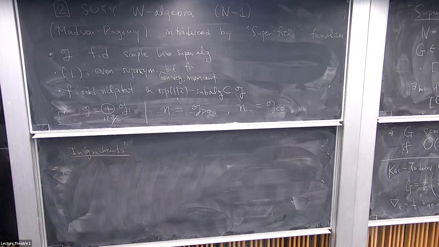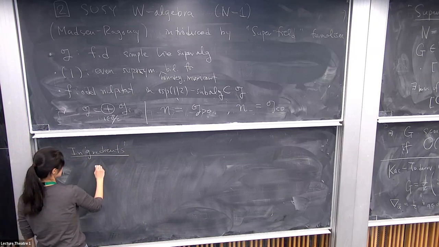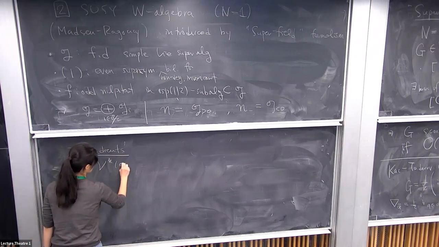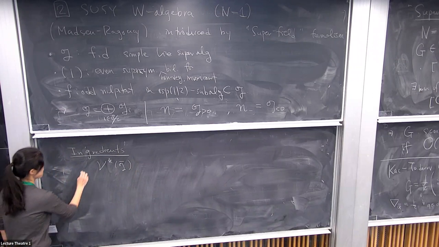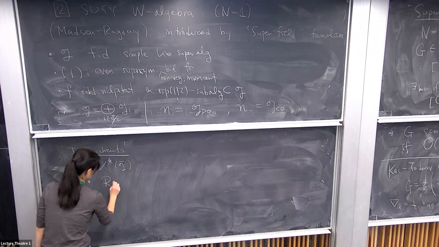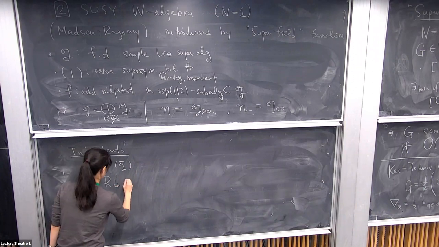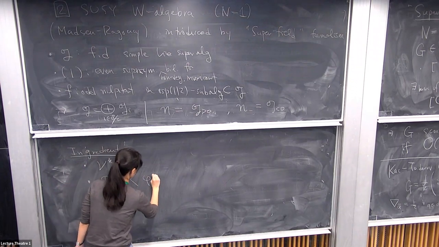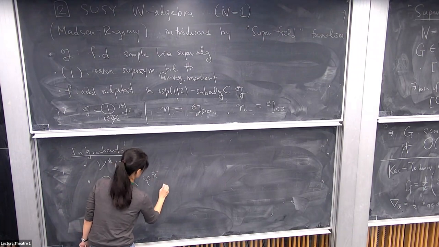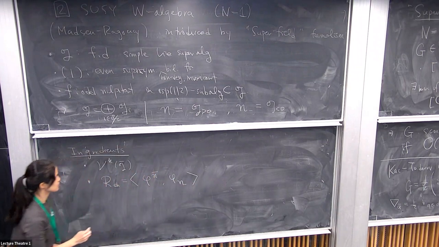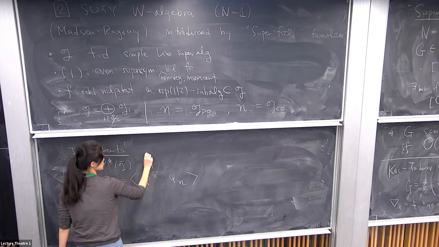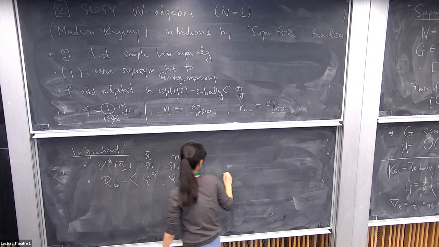Now, for the SUSY W-algebra, I will construct a supersymmetric BRST complex and get a quantum Hamiltonian reduction. So let's consider an affine vertex algebra and also the fermion part, which is generated by n and n bar. As a vector superspace, this is isomorphic to this one and this. And the lambda bracket between them is as follows.